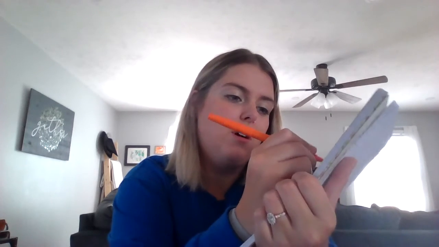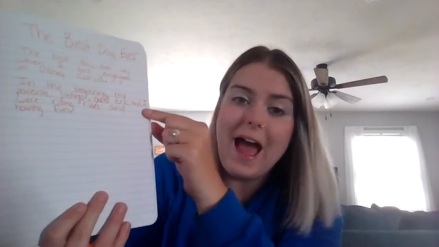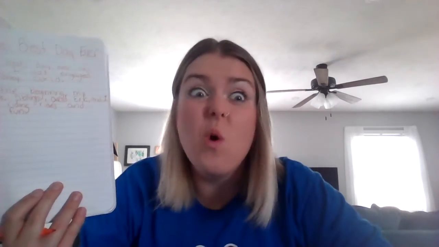Okay, so in the beginning, my parents, siblings, and Eric were riding rides and having fun. Ooh, Miss Massey should be in the story. It's about her. So in the beginning, my parents, siblings, I'm going to cross off Eric, and I were riding rides and having fun. So even when you're writing, you may make a mistake because we want to make sure our sentences make sense. So if that happens, look, Miss Massey just crossed off the word she wanted to fix, and I added to it. Because this is not going to be the only time I write my story. Nope. I'm going to write my story at least 2 times. Okay, so that was my beginning sentence.